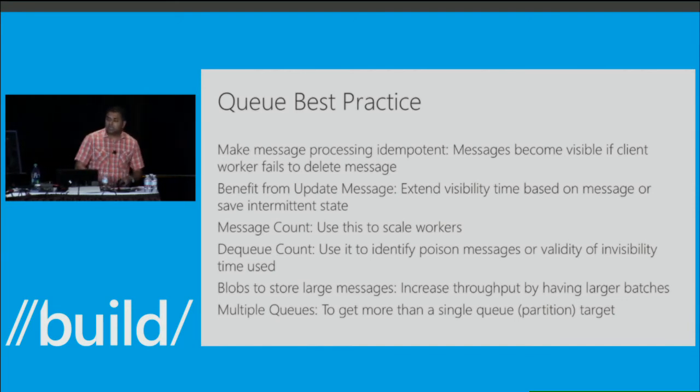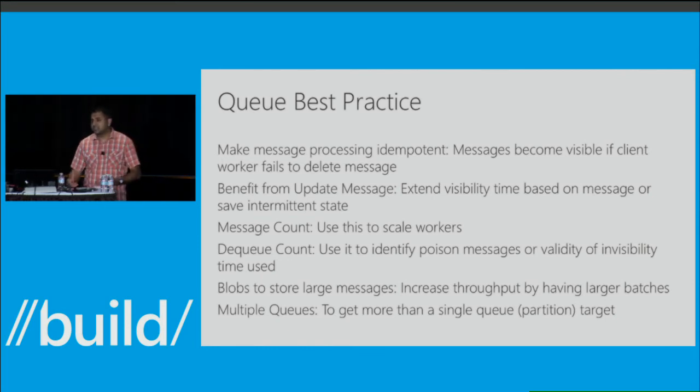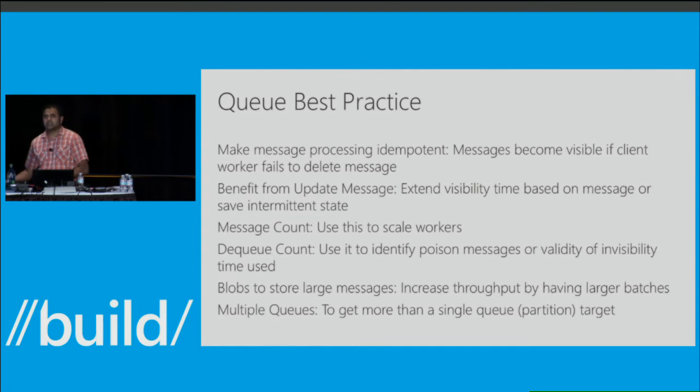DQ count: you can use it to identify poison messages. Every time you dequeue a message, we increase a count. If you see this count increase and the message is still valid, it means that either it's a poison message where your worker is refusing to process it, or it could also be that the invisibility time you're setting is very low. So it could be either one of these, and using your logs, you can actually go and figure out which of these scenarios it is.